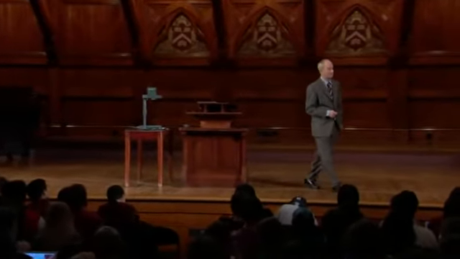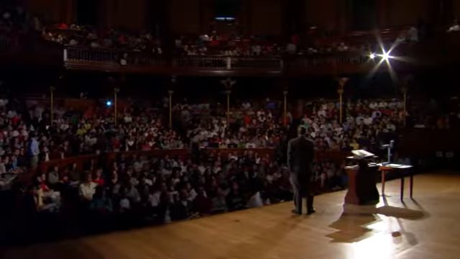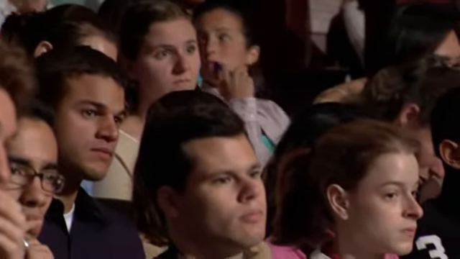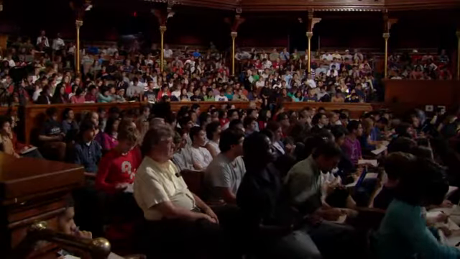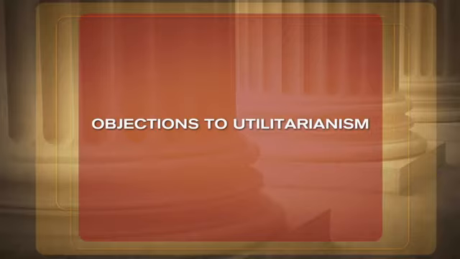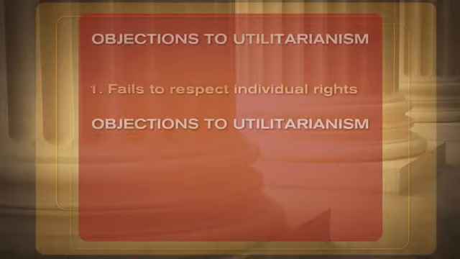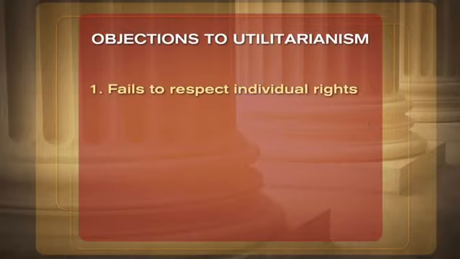Last time we began to consider some objections to Jeremy Bentham's version of utilitarianism. People raised two objections in the discussion we had. The first was the objection, the claim, that utilitarianism, by concerning itself with the greatest good for the greatest number, fails adequately to respect individual rights.